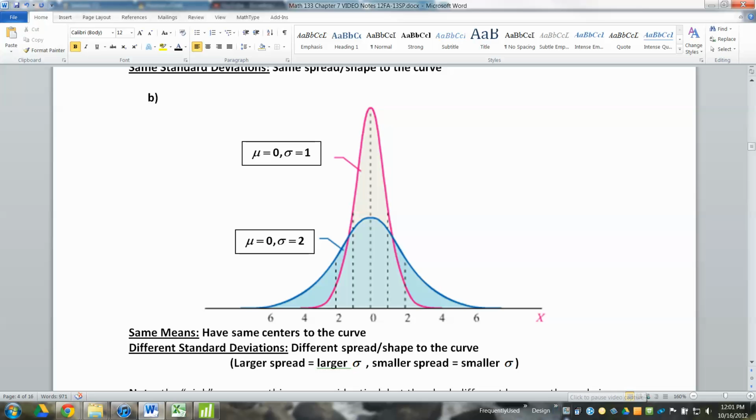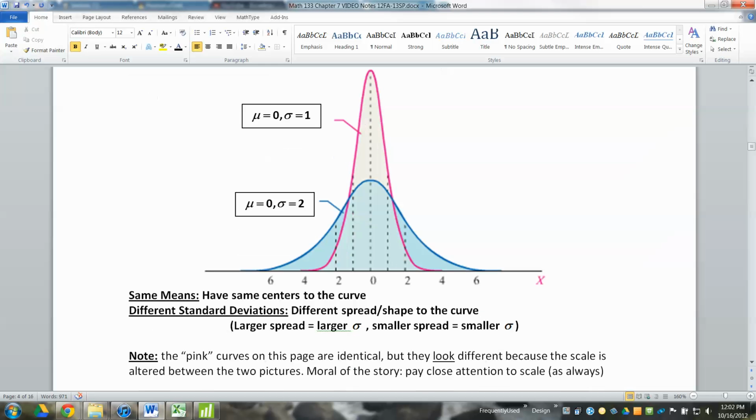All right, now what about the second setup? Now you can see, hopefully, that they have the same center here, that the middle for both of these curves is at 0. So that's why the mu is equal to 0 for both of them. Now the standard deviation is different. The standard deviation for the pink curve is 1 because that's where the inflection point happens. You can see right down there, halfway between 0 and 2 is where it hits, so it's 1. Now the blue curve, it's 2 because that's where the inflection point is for there.